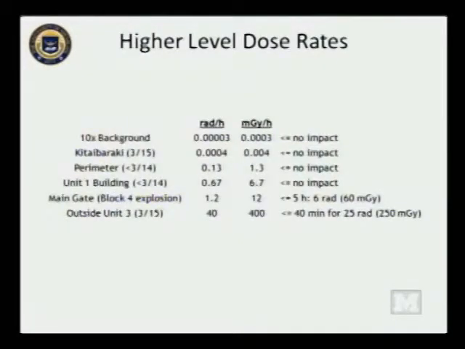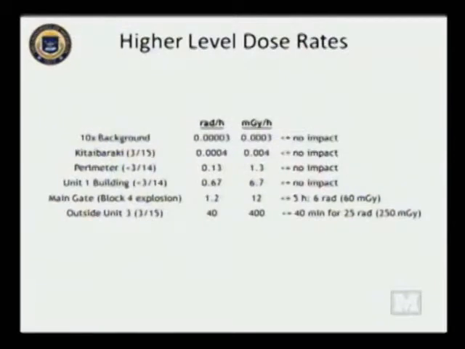Main gate block 4 explosion, the report on that last slide, that peak was 5 hours. It's 6 rad, so if you were dumb and you had your radiation detector there and you stood there for 5 hours, you would have gotten 6 rad. So you would have been in trouble if you worked at Fermi because that's more than the occupational limit for a year. But you're still within 25, but you're still pretty dumb because you didn't follow good radiation protection practice.